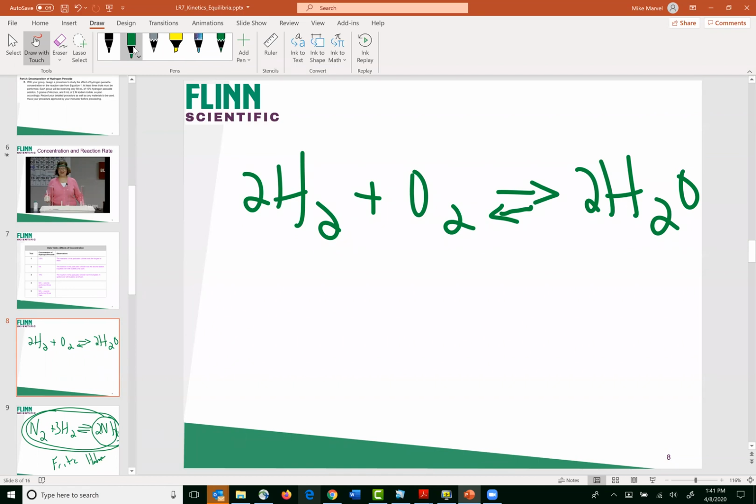and the reverse direction. And when something's in equilibrium, though it's a dynamic process, as the forward reaction is occurring, so is the reverse reaction. So the two arrows mean that the reaction can go in both directions.